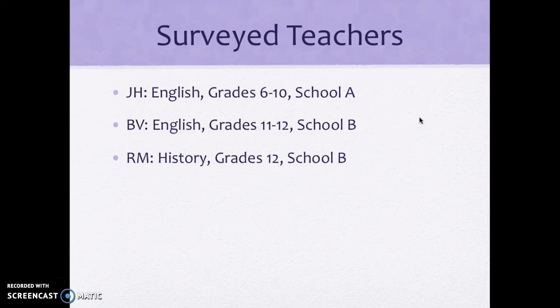The teachers I surveyed include JH, who is an English teacher, and she teaches grades 6 to 7 at School A. BV is an English teacher for grades 11 and 12 for School B. RM is a history teacher for grade 12 at School B as well.